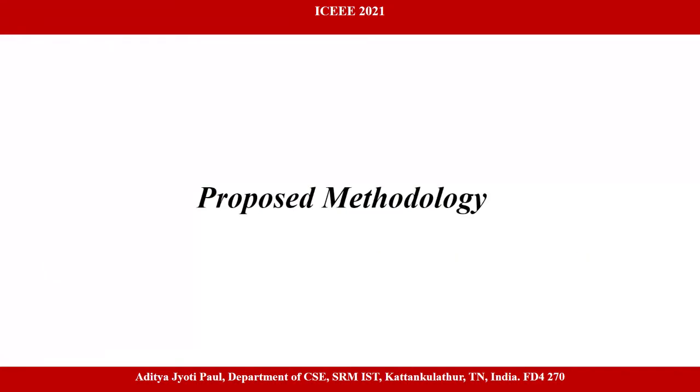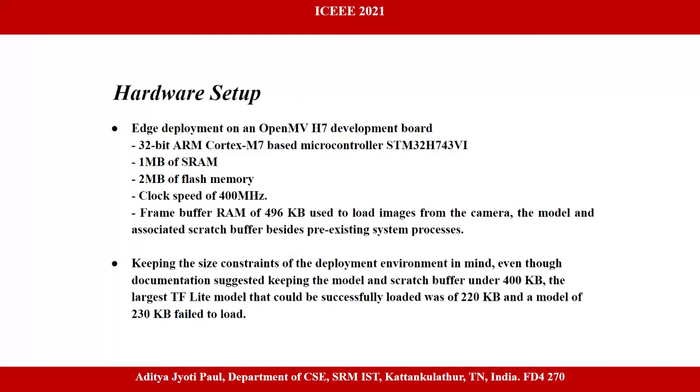So let us talk a bit about the proposed methodology. We deployed it on a 32-bit ARM Cortex M7 based microcontroller, STM32H734VI. This setup had 1 MB of SRAM and 2 megabytes of flash memory. It had a frame buffer RAM of 496 KB, which is used to load images from the camera, the model which we have trained, associated scratch buffer, and everything else. The documentation actually suggested that we could keep the model under 400 KB, but the largest TF-Lite model which we could actually load was of 220 KB. But in this research paper, our model is of just 138 KBs.